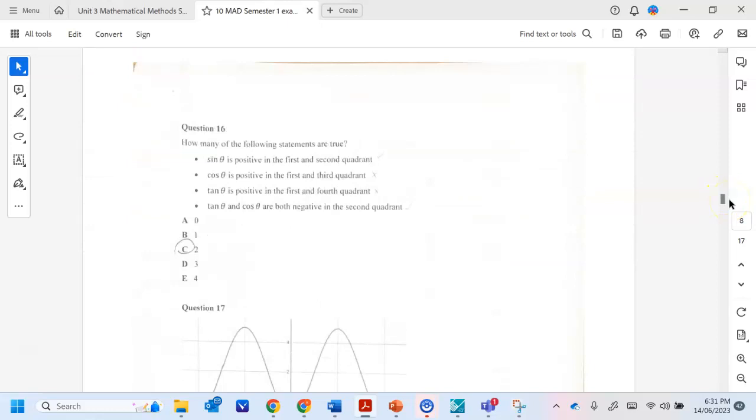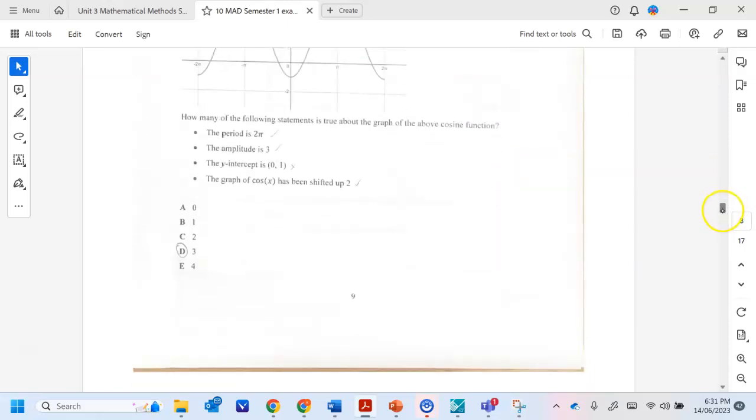All right, question 16, just understanding the quadrants. So quick unit circle: all are positive in the first, sine positive in the second, then tan, and then cos. So that will give you the first statement and the last statement are correct.